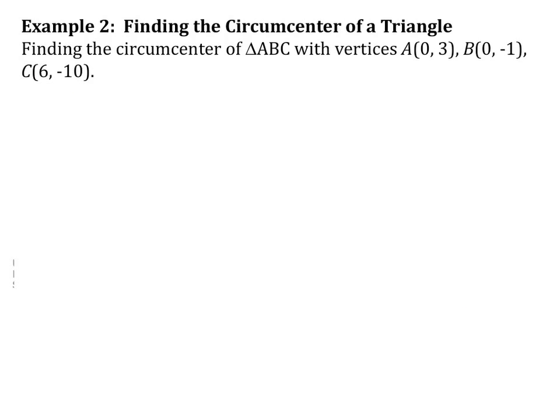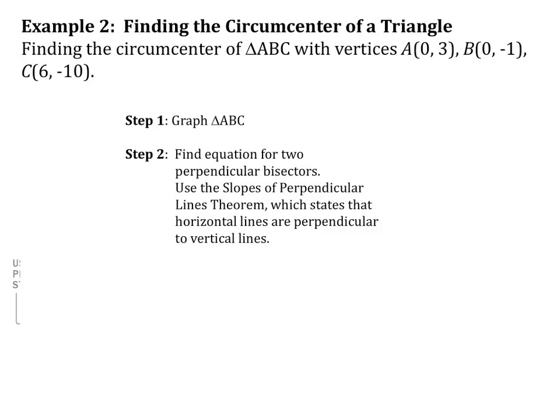Alright, let's take a look at a second example, finding the circumcenter of a triangle with vertices at A(0, 3), B(0, -1), and C(6, -10). Step 1, graph triangle ABC. So you will need graph paper for this example. Step 2, find the equations for two of the perpendicular bisectors. Use the slopes of perpendicular lines theorem, which states that horizontal lines are perpendicular to vertical lines. So after you completed step 1 and graphed triangle ABC, you should see that triangle ABC is a right triangle.